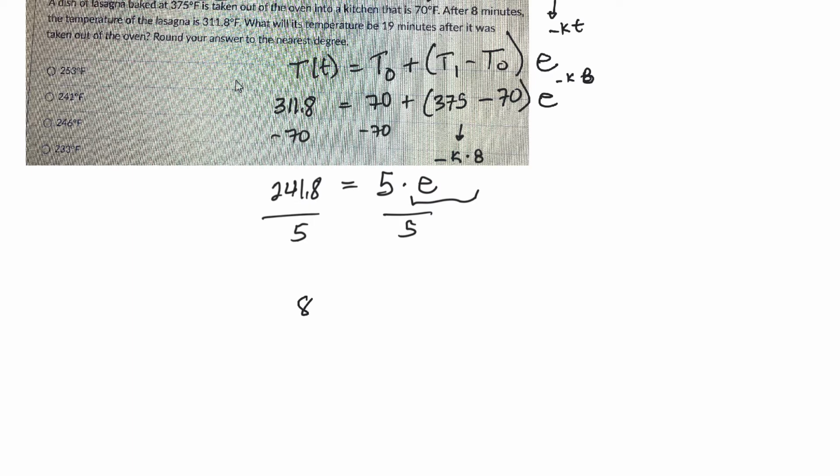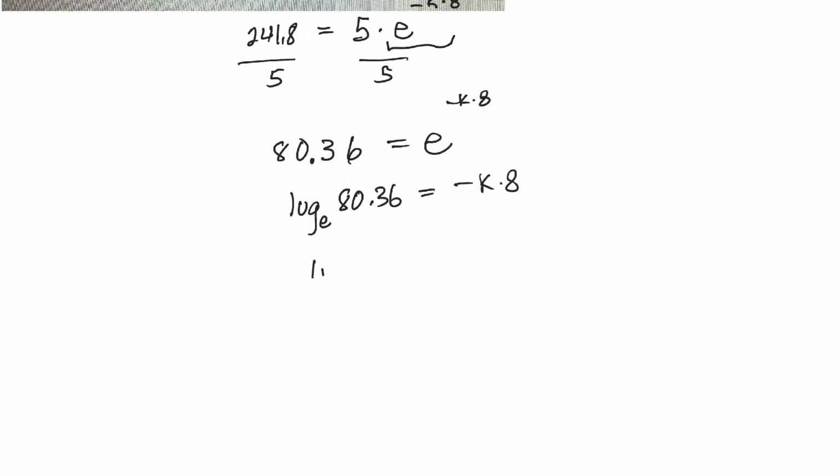So this would be 0.7936. 0.7936 is equal to e to the negative k times 8. Now I'm looking for a variable that's in the exponent, so I'll change this to log form. So it'll be log base e of 0.7936 is equal to negative k times 8. And then ln of 0.7936 divided by negative 8 is equal to k.